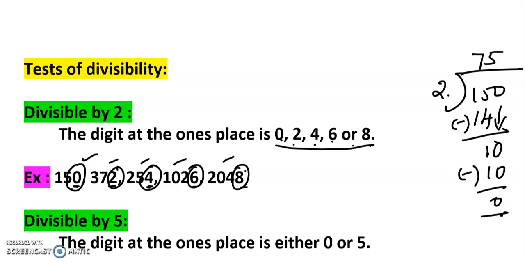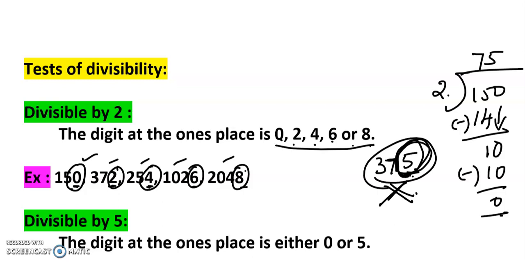Listen children, I'll give one more example. 375. What is there in the ones place? 5. If it is 0, 2, 4, 6, 8, then we can say it is divisible by 2. But here in the ones place 5 is there, so it is not divisible by 2. Understood children? It is not divisible by 2 because in the ones place 5 is there.